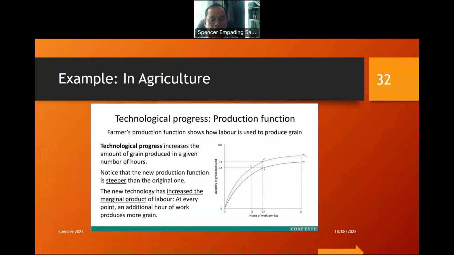Notice that the new production function, which is red in color, is steeper compared to the original one down here. So the new technology, for example, has been able to increase the marginal product of labor, whereby at every point an additional hour of work produces more grain. That is as far as grain is concerned, but in other agriculture also the same thing applies.